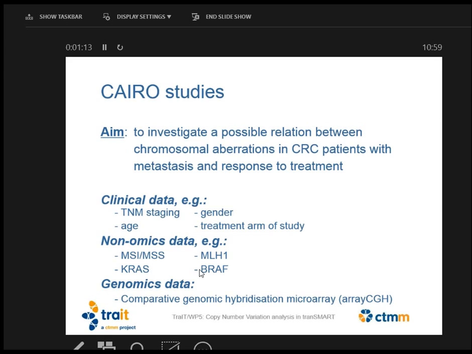So in those studies, a lot of data is, of course, collected: clinical data, omics data, non-omics data, and genomics data. So gender, of course, DNA staging, age, non-omics data like microsatellite stability or instability, whether some of the genes have been mutated or not, so the KRAS or the BRAF. And genomics data is the comparative genomic hybridization microarray data that is used in the study.